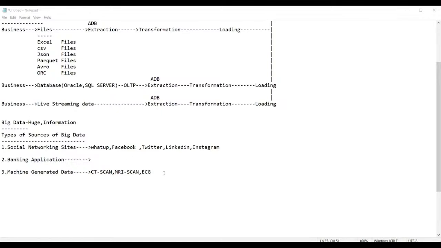Okay, guys, sorry. So now, after this, can you see here, this is nothing but machine generated data.